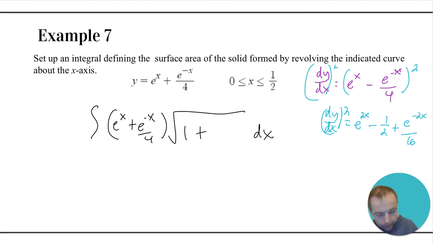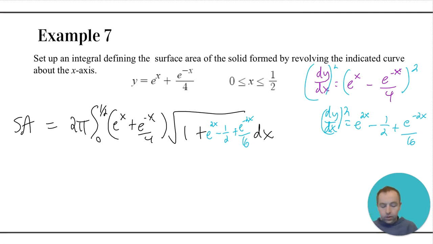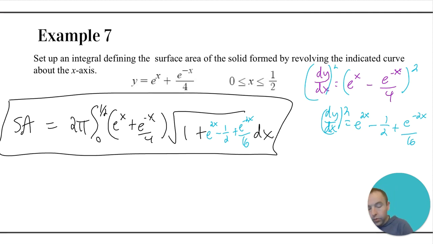So then that quantity is going to get plugged in here. So plus e to the 2x minus half plus e to the negative 2x over 16. Okay, and then we need the integral limits, 0 to 1/2, and we also need 2 pi in front. And that would be the finished set up of the integral, at least, for how you figure out the surface area of it. Okay?